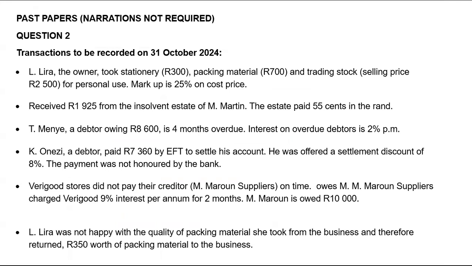We have transactions to be recorded on the 31st of October 2024. L. Lira is the owner, took stationery for 300, packing materials 700, and trading stock. However, the trading stock value was given to us as the selling price, which is 2,500. Lira took all of this for personal use. Markup is 25% on cost.